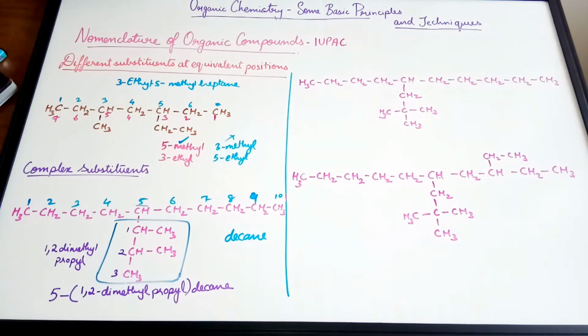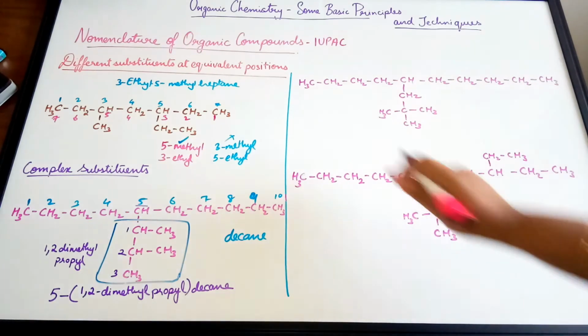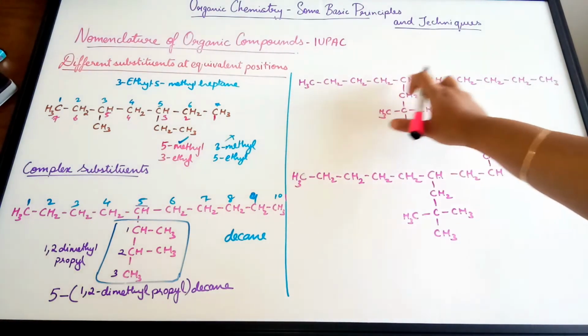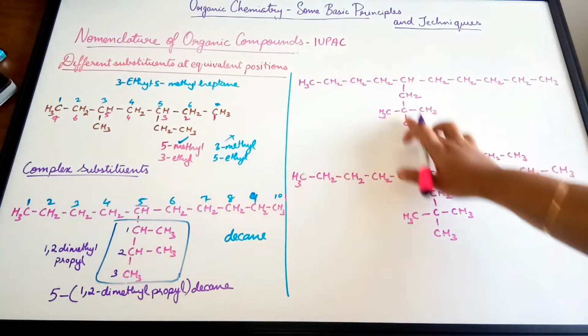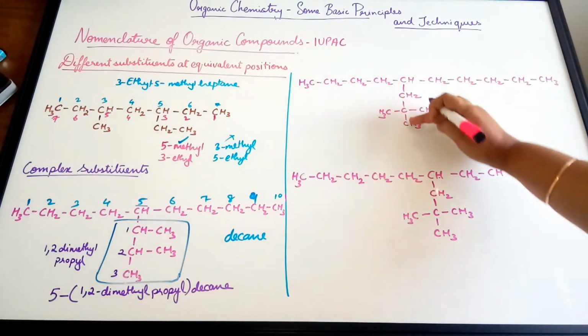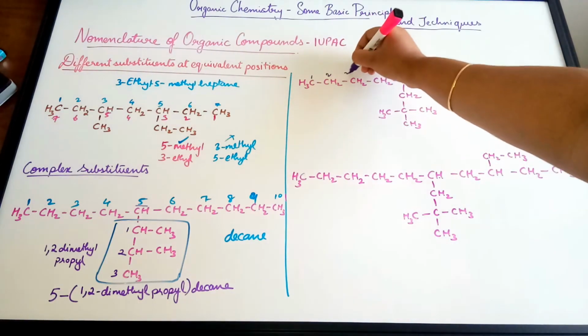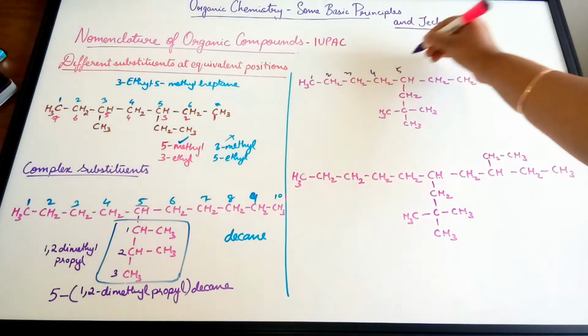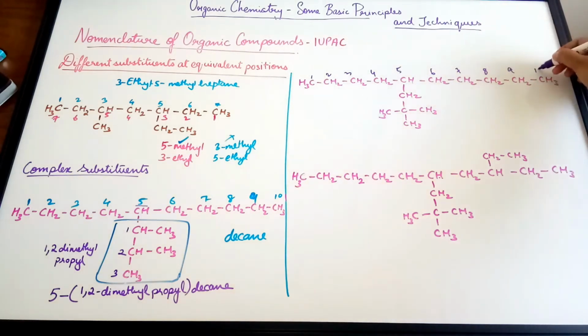So here you have again a long chain. Let's number it 1, 2, 3, 4, 5, 6, 7, 8, 9, 10. So there are 10 carbon atoms. If we go downwards, it's obvious that there are just 3, but there are 5 more over here. And so 3, 4, 5, 6, 7, 8, 9 and 10. So you have 10 carbon atoms.